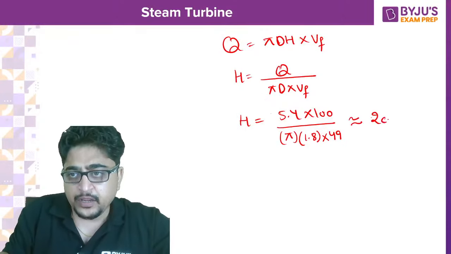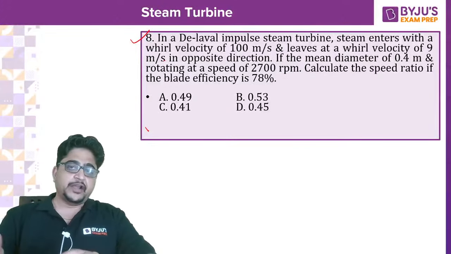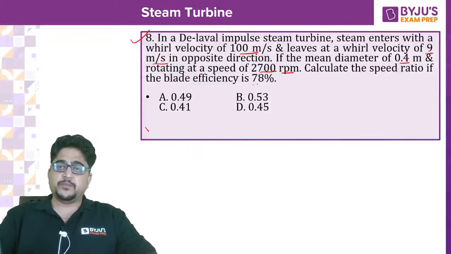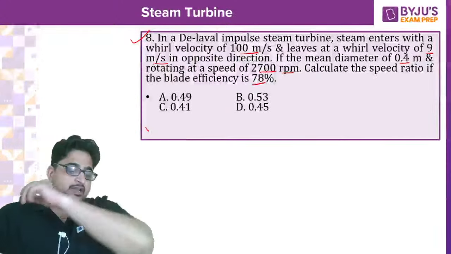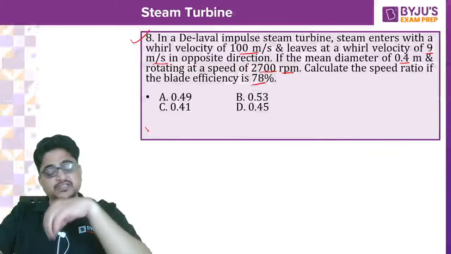In a De Laval impulse turbine, steam enters with a whirl velocity of 100 meter per second and leaves at a whirl velocity of 9 meter per second in opposite direction, right? If the mean diameter is 0.4 and rotating speed is 2700 rpm, calculate the speed ratio if the blade efficiency is 78%. It is not given as the maximum blade efficiency, it is simply given as the blade efficiency.